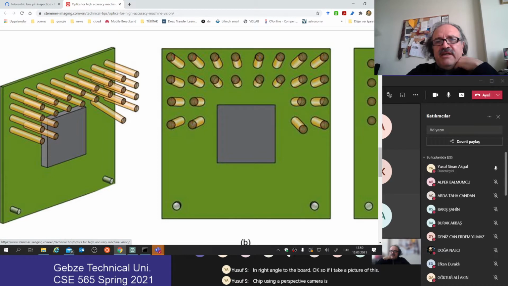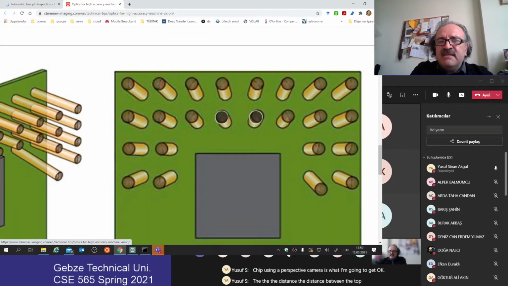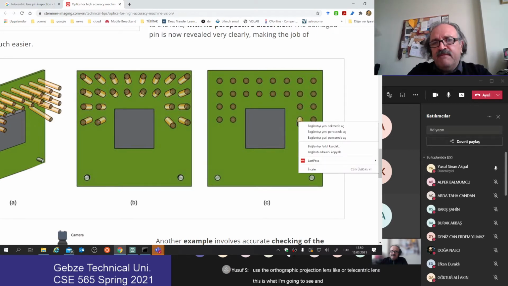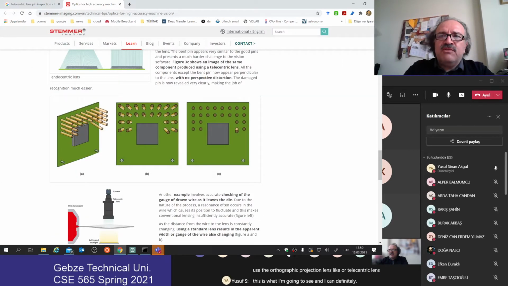The distance between the tops of these pins is larger and the bottoms are smaller. So I cannot do much inspection, but if I use an orthographic projection lens or telecentric lens, this is what I'm going to see, and I can definitely find this. So for this kind of case, orthographic projection is important, and I can handle it because I know how to do orthographic projection.